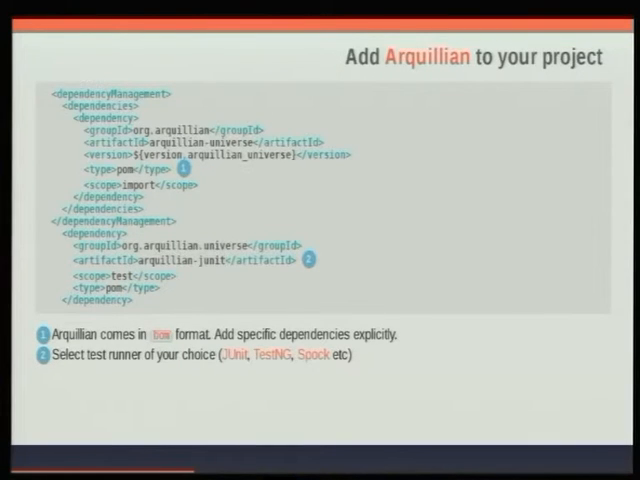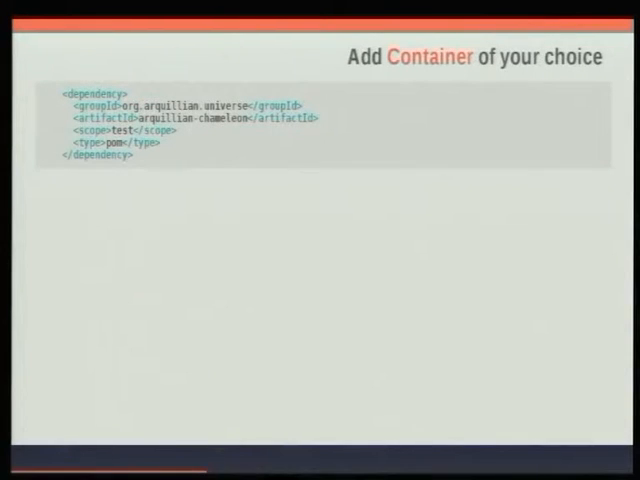But it could be the TestNG integration, it could be the Cucumber integration, the Spock integration, or any of the other test frameworks that we support. And then, in this case, we're using the Chameleon container, which is a proxy container, essentially, to allow you to call all the other containers. So there's one dependency to include all of the different JBoss versions and the different GlassFish versions and so on.